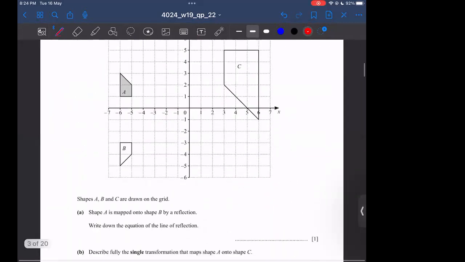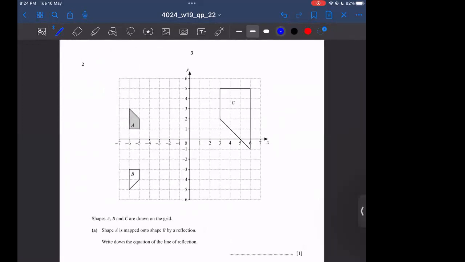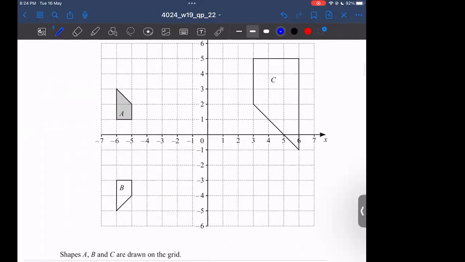Okay, so we have in question number 2, transformation question. It says shapes A, B, C are drawn on the grid. Shape A is mapped onto shape B by reflection. All right. Write down the equation of the line of the reflection. Now they are saying this is the reflection from A to B. You need to find out the line of reflection. Since you can see that it is a vertical reflection, you are basically converting your A, which is pointed upward, it is pointing downward. So it is definitely going to be reflected by a horizontal line.